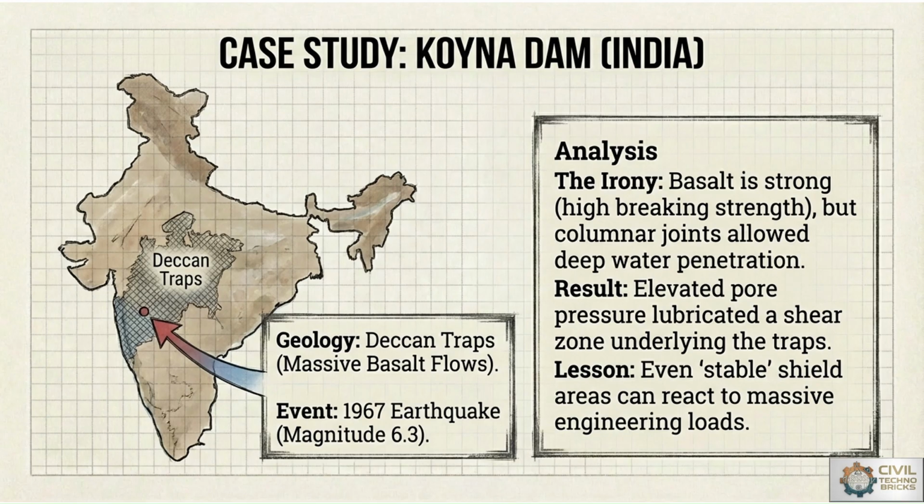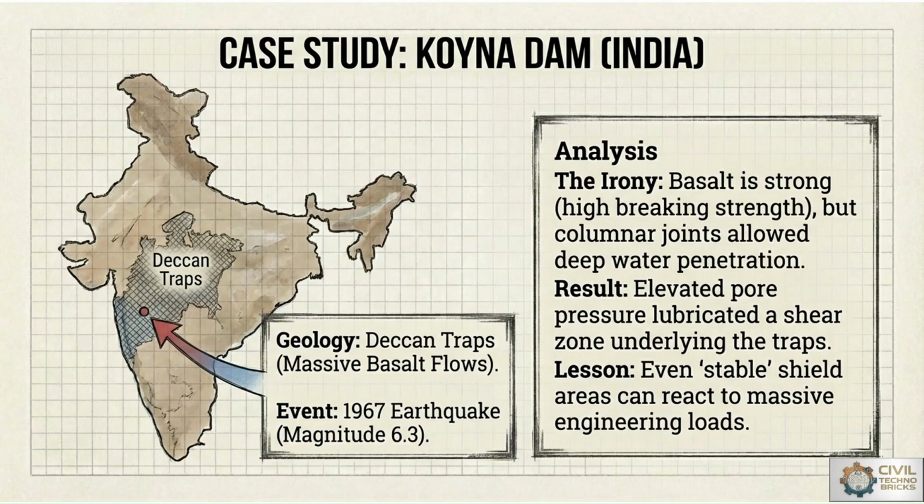The analysis is based on basalt, a strong rock which sustains heavy load with high breaking strength, but columnar joints allowed deep water penetration. The result is that elevated pore pressure lubricated a shear zone underlying the traps, where water is flowing through the cracks, and due to that flowing water, the piping event or the seepage may be a problem for dam safety. So even stable shield areas can react to massive engineering loads.